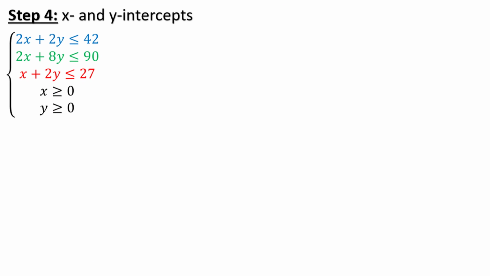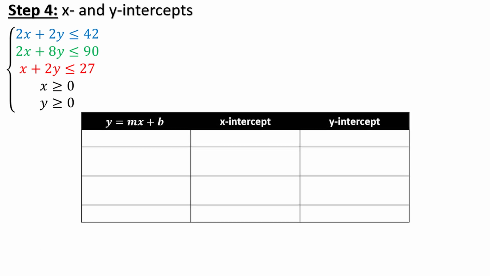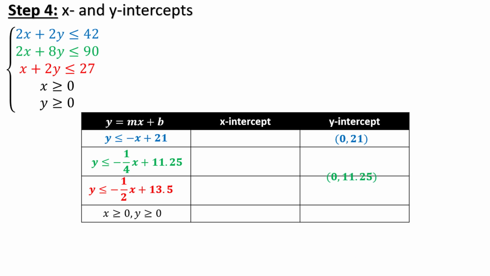Step 4 is to find the x and y intercepts, which I create another table for. The first column is each of the inequalities in y-intercept form. If you solve each inequality for y, this is what you get. I trust that you can convert each of these inequalities into slope-intercept form without a problem, so I'm not going to show the details. The y-intercepts are obvious once you have the inequalities in y-intercept form: 0, 21, 0, 11.25, and 0, 13.5.